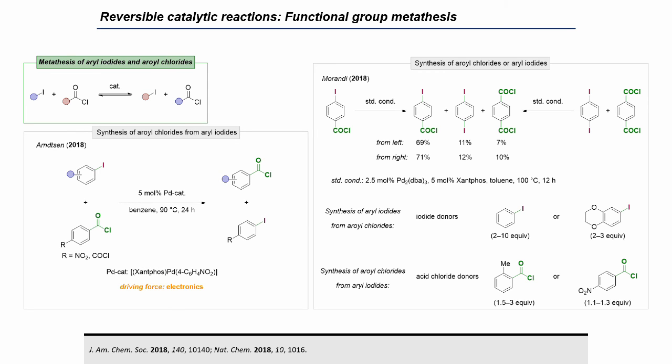Simultaneously, the Arndtsen group also reported a palladium-catalyzed aryl chloride-aryl iodide metathesis. They found that electron-deficient aryl chlorides were suitable COCl sources for the metathesis to enable a CO-free pathway to aryl chlorides.